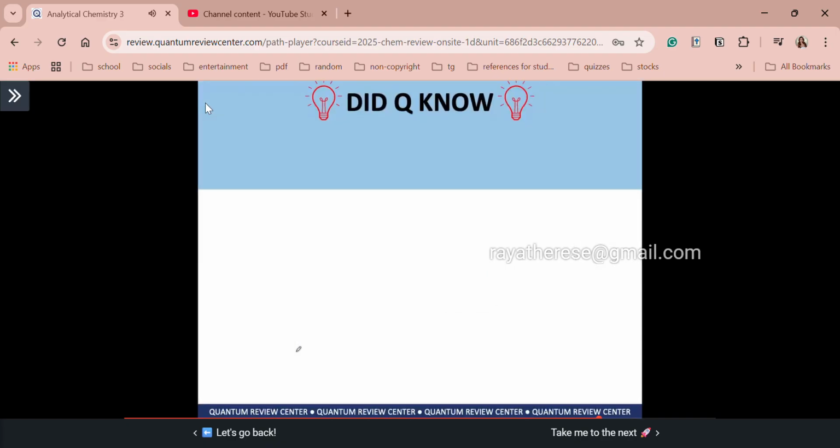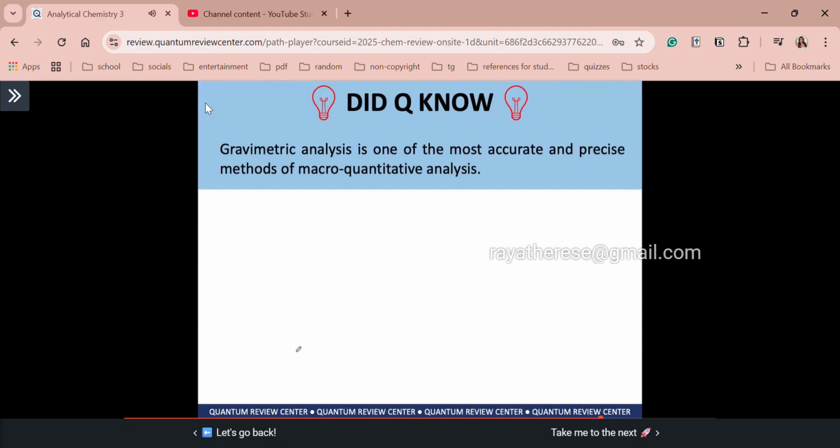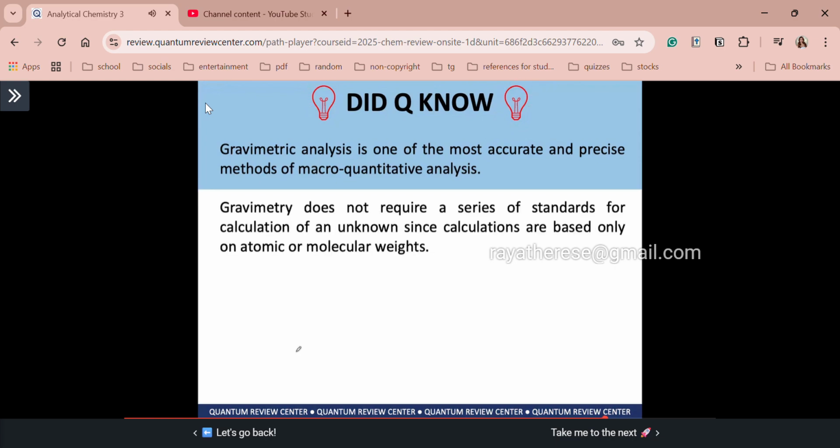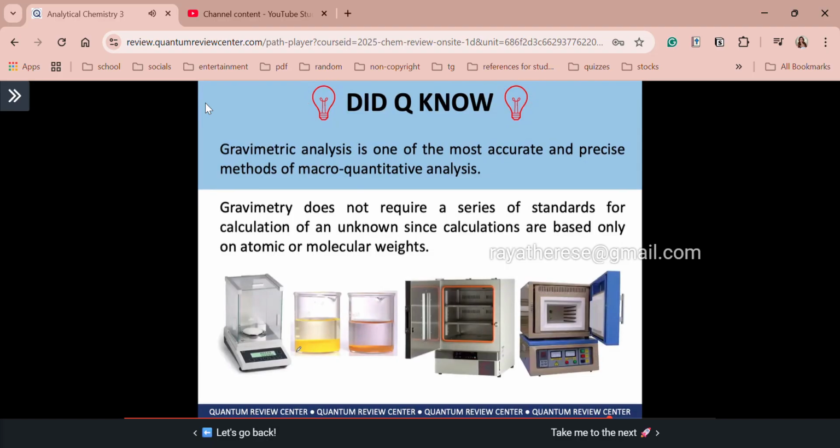Okay? So class, meron tayong portion bago tayo mag-compute. Did you know? Gravimetric analysis is one of the most accurate and precise methods of macro-quantitative analysis. Talaga, ma'am, kaya sabi nyo, good but good, yes. Kasi class, kung meron ka na namang isa-dalawang sample, mag-gravimetry ka na. Parang hindi ka na mag-perform ng standardization. Remember kanina sa Anachem 2, mag-standardize ka, medyo elaborate na procedure. Pero here in gravimetry, meron ka lang balance, labware, oven, furnace, boom, kaya mo na.